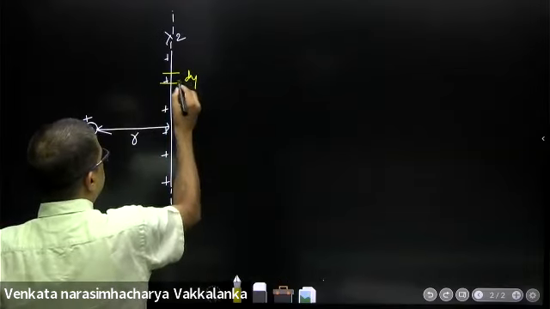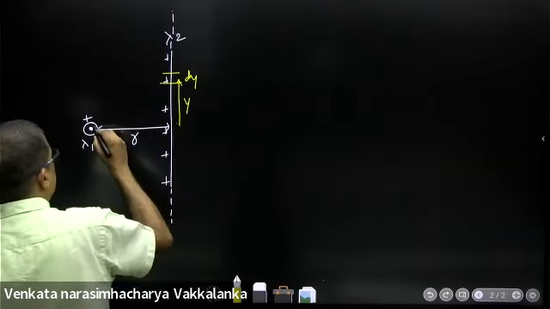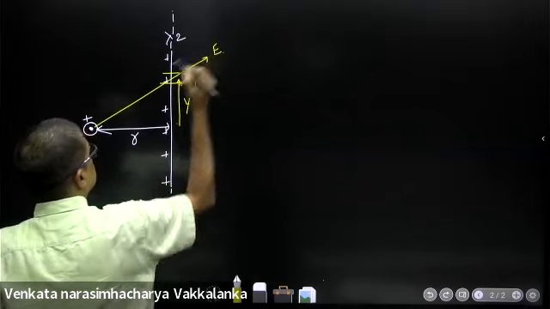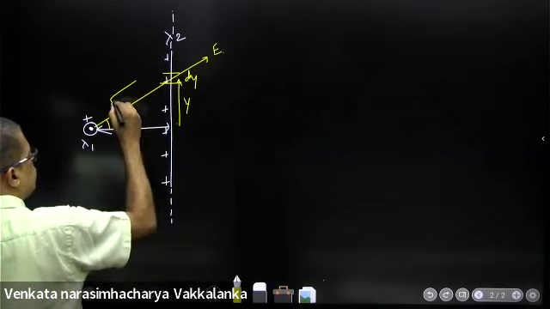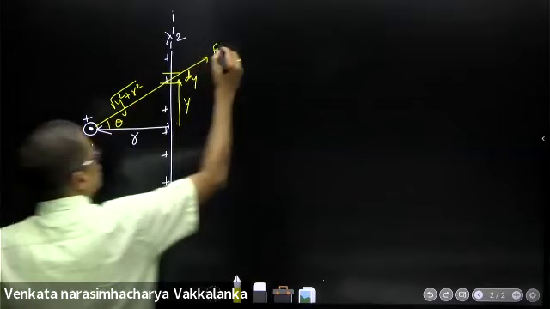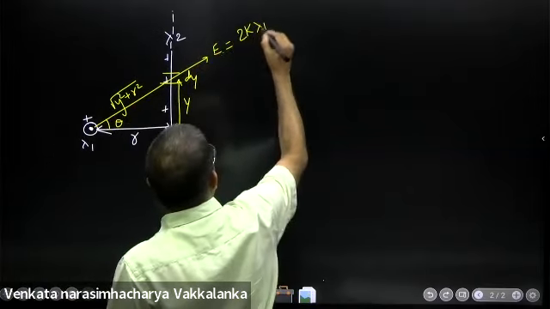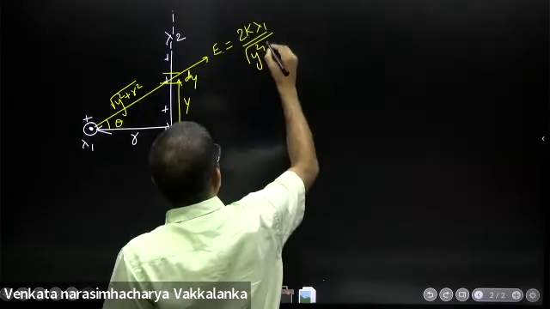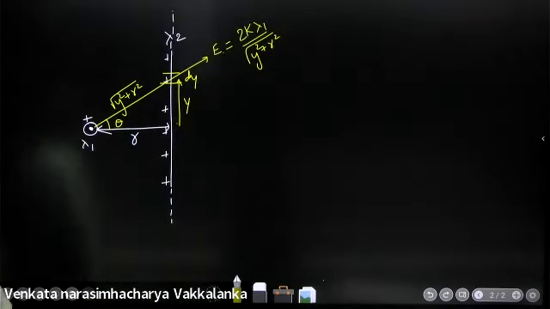Consider an element dy at a distance of y. Because of this, the field will be like this. Take this as theta. This distance will be root over of y square plus r square. Can you tell me the value of the field? 2k lambda 1 by this distance, root over of y square plus r square. This is the field on that small element.